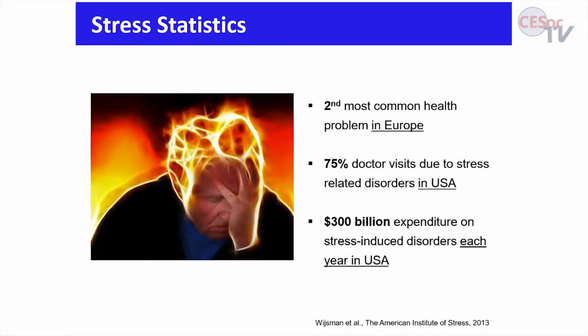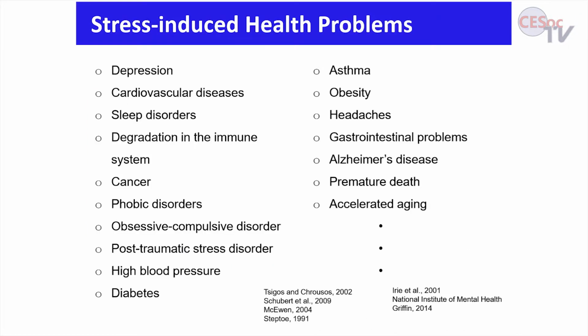Stress is the second most common health problem in Europe. 75% of the doctor visits, even in the US, are stress related, and the expense per year is 300 billion. And this is by no means an exhaustive list of stress-induced health problems. So obviously, if we can detect stress as quickly as possible, and try to mitigate it as quickly as possible, it helps us in the long run because all these stress-related disorders hopefully get postponed or never happen.